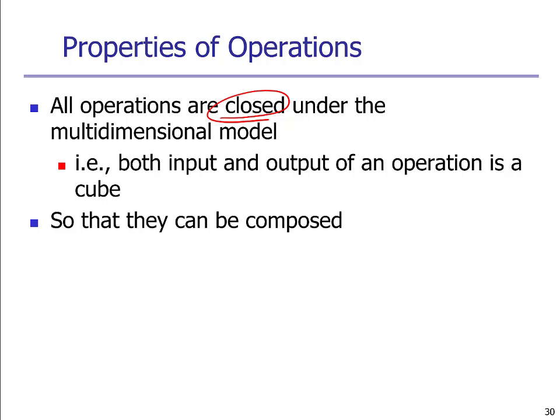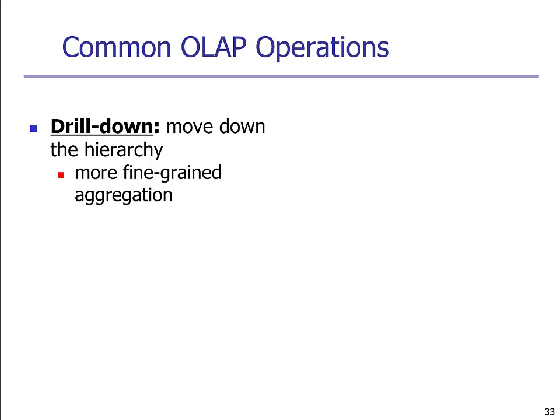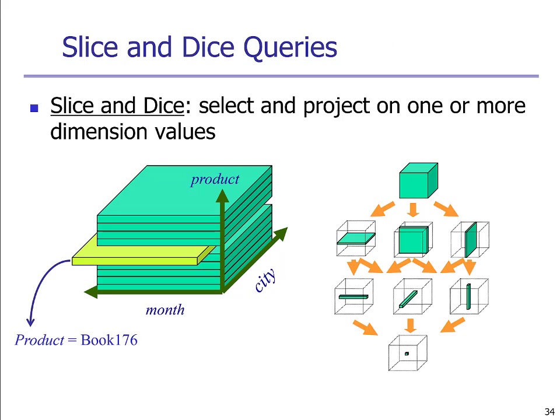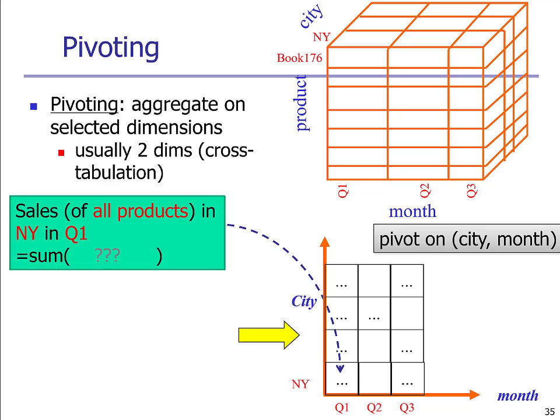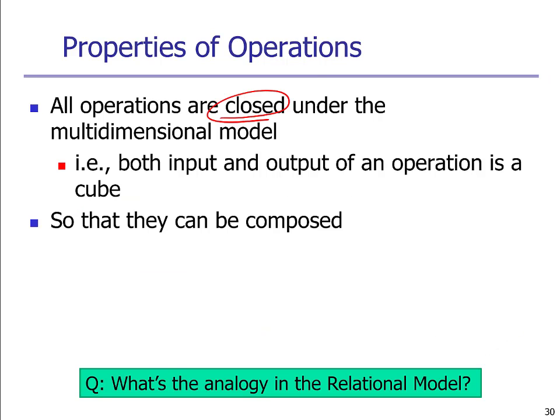Okay, so there are mainly 4 different kinds of operations. Right? There are roll up, drill down, right? Slice and dice, and pivoting. Okay, we will discuss the details about these 4 operations in next week's lecture.